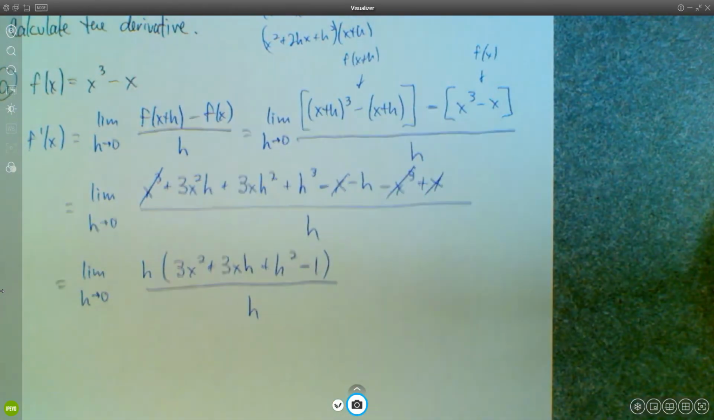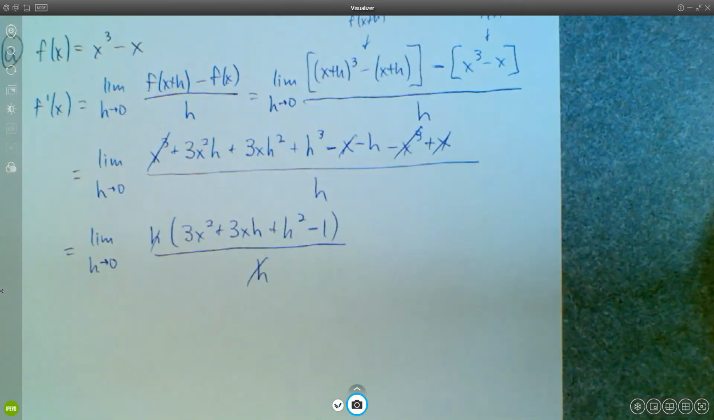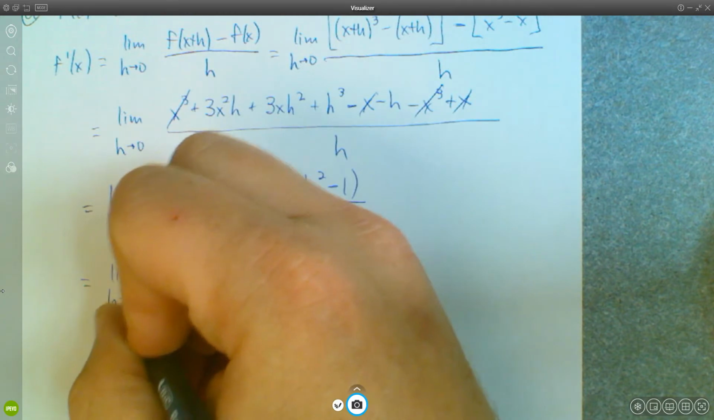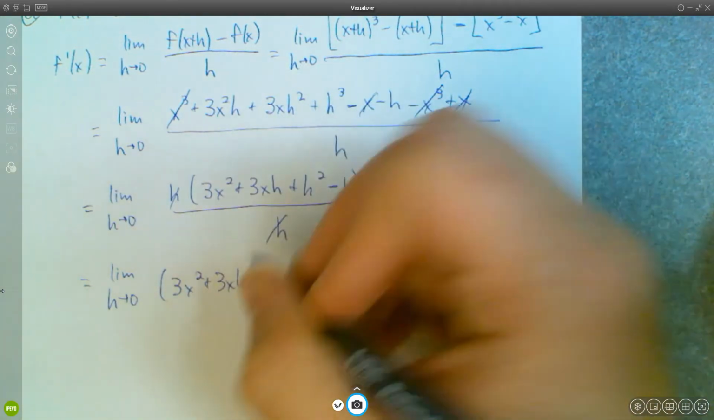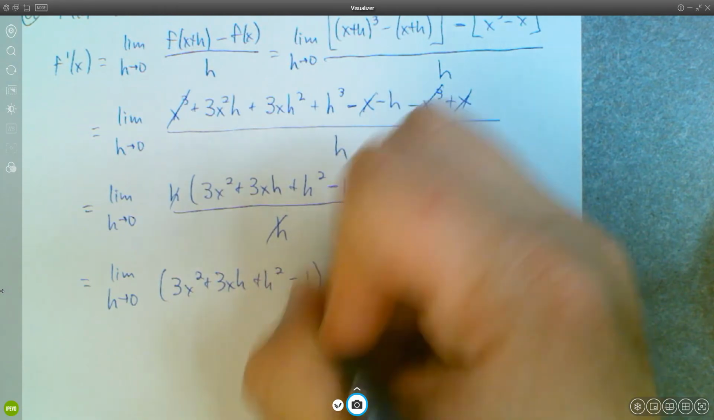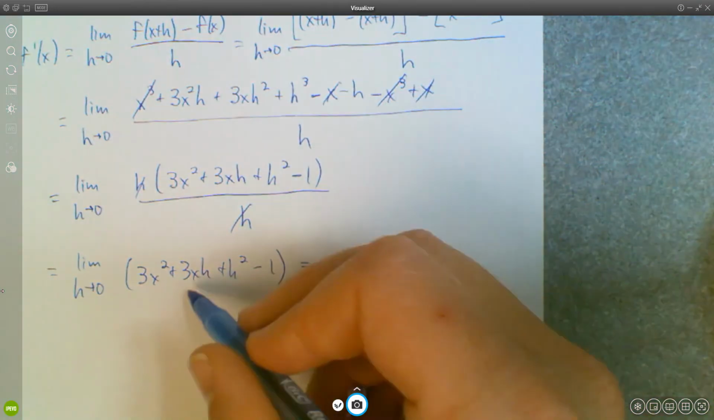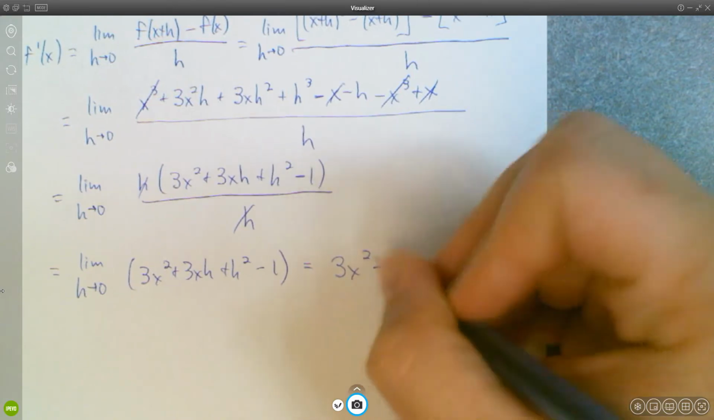all over h. And the reason it's nice to be able to factor out that h is that now the h's will cancel, right? We've got 3x squared plus 3xh plus h squared minus 1. We can go ahead and plug in 0 for h now because we're not going to get a 0 in the denominator, right? So what do we get? This goes to 0, this goes to 0. We get 3x squared minus 1.